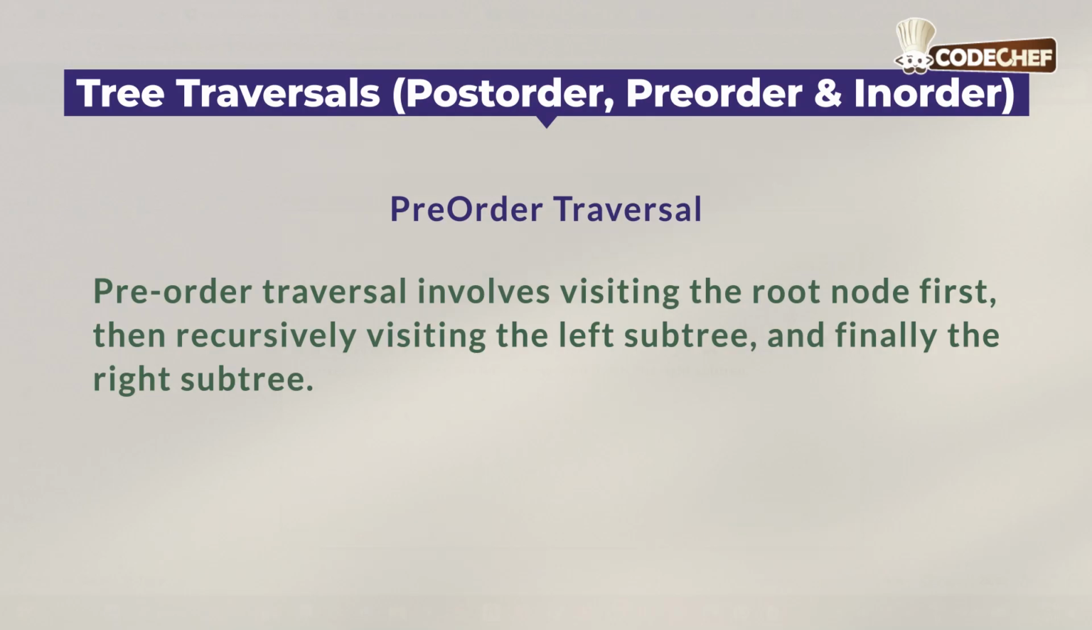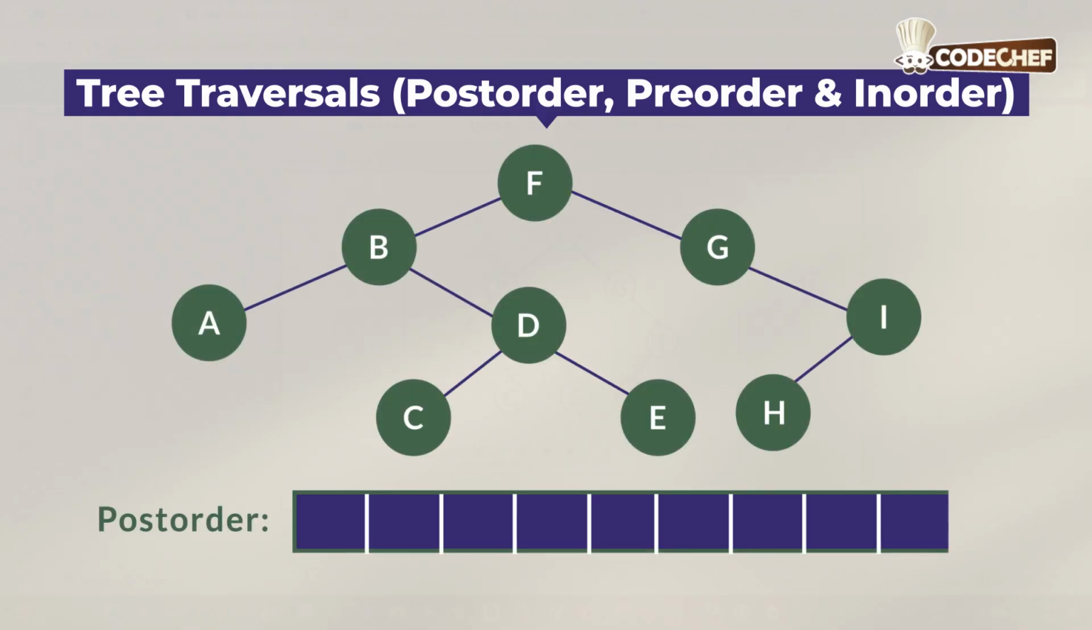The pre-order traversal involves visiting the root node first, then recursively visiting the left subtree, and then finally the right subtree. So this is how a pre-order traversal looks. It travels from F, B, A, goes back to D, C, goes back to E, and then it traverses back all the way up to the root, and then goes to G, I, H. It starts with the root, then traverses left, and then right.